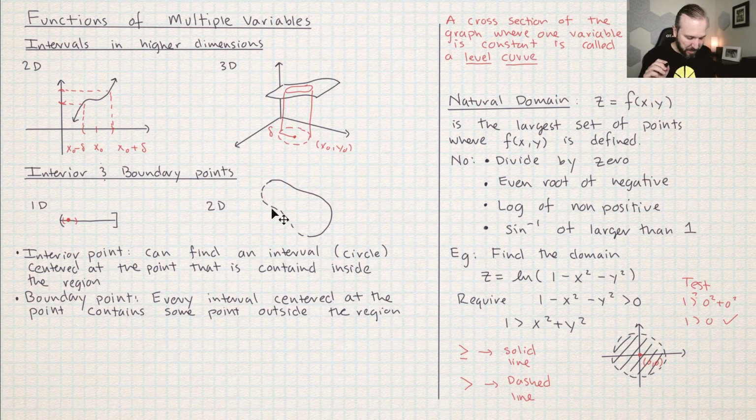On the other hand, if I pick a point that's on the boundary, like this point right here, then no matter how small an interval I draw, I will always get some points that are outside the region. And likewise over here, if I pick this point on the boundary, then no matter how small a circle I draw, I am always going to include some points that are not inside the region. So that's the way that we define the interior and the boundary of a region. I've tried to draw it so that on the left-hand side, the region does not contain the boundary, and on the right-hand side, the region does contain the boundary.